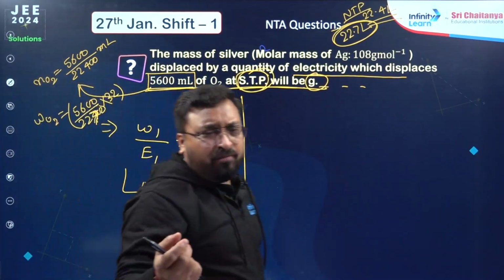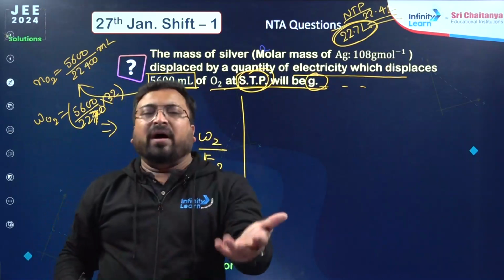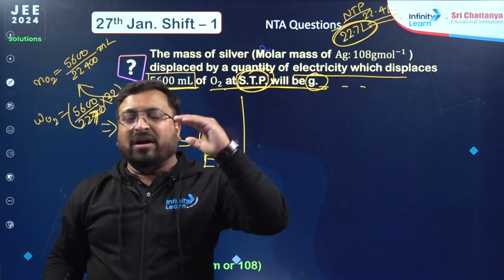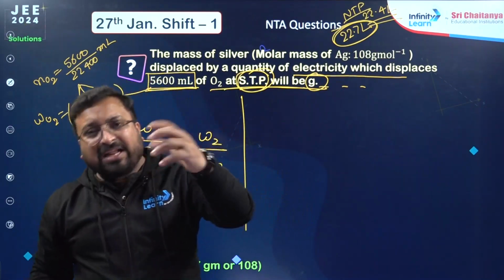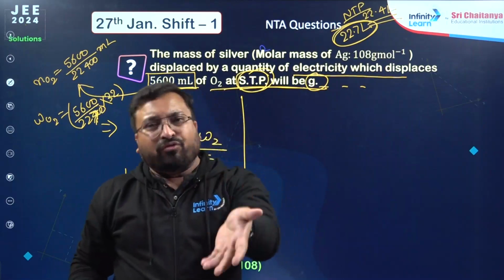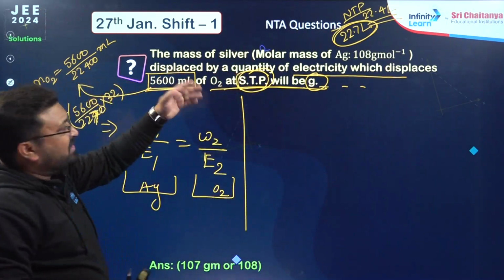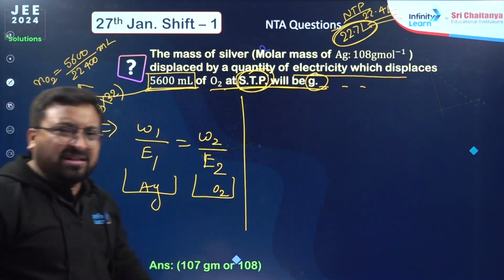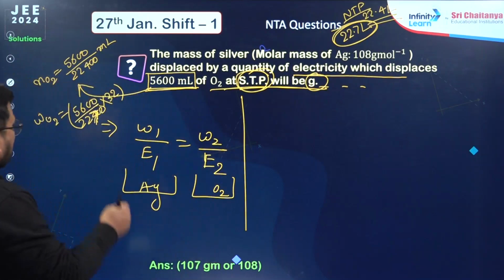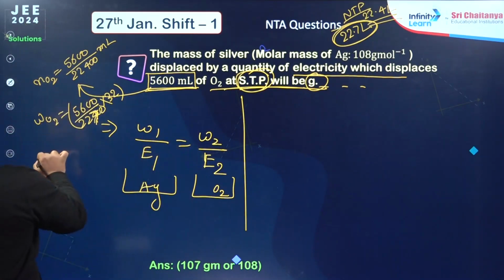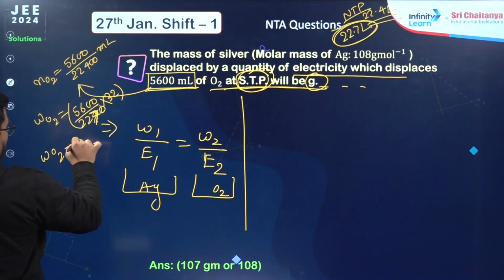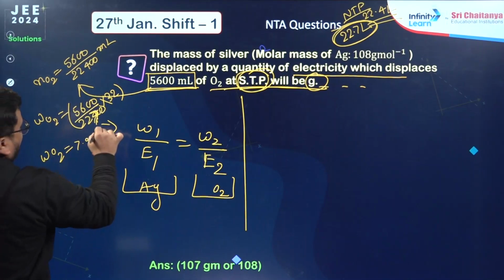STP means at 1 bar, NTP means at 1 atm pressure. Bar is lower, so volume will be higher. So 0.3 liter is higher. But you will get approximately the same value. And as per my calculation, you will find the weight of O2 is approximately 7.98 gram, if I am not wrong.